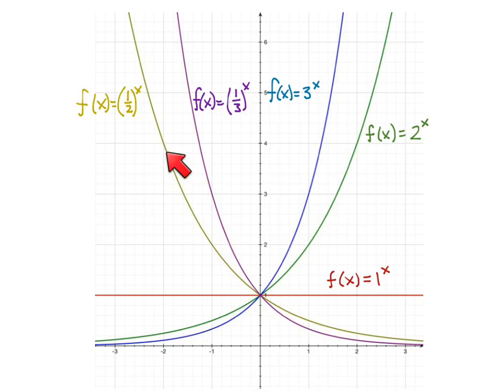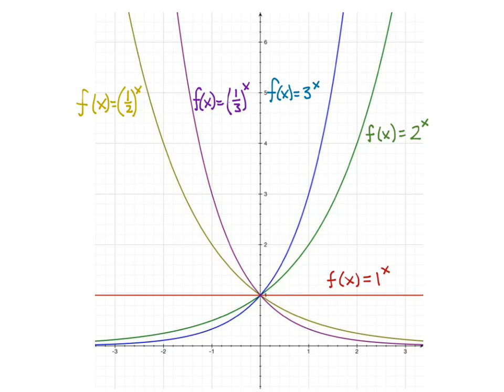And so I also put in 1/2 to the x right there. These things tend to flatten out as the base gets closer to 1, and then when it gets less than 1, it actually goes the other way, where it's getting closer to 0 on the positive side, and when x is negative, then it gets larger. So this is generally what happens with exponential functions. And so we'll be dealing with these, of course, just the way they are.